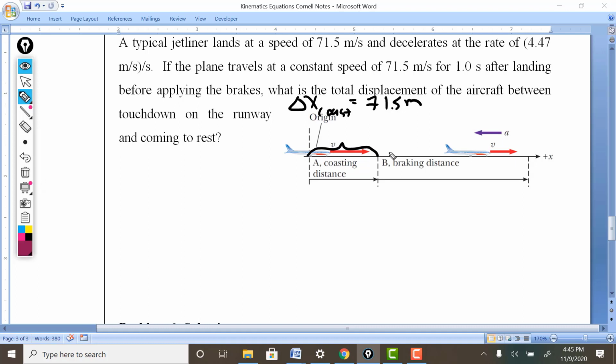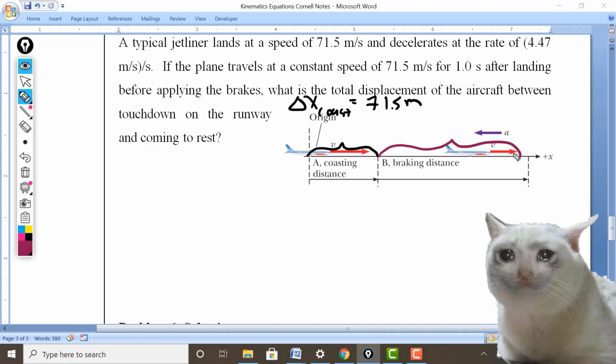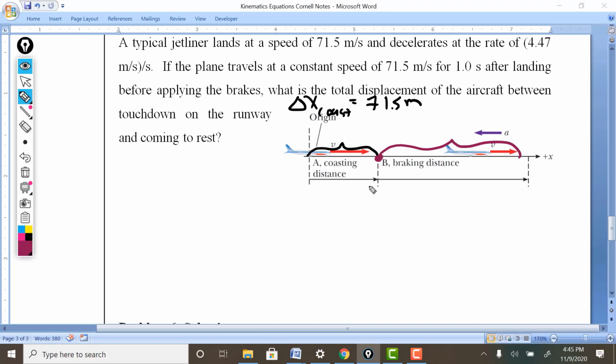What we must do now is find out how much distance it took once it started applying the brakes. So remember, at this point right here, the velocity was 71.5 because it was going 71.5 meters per second, and then it applied the brakes. It applies the brakes. We have the acceleration. This acceleration is opposite, so it's going to be negative 4.47 meters per second squared. We have acceleration. We're going to use a kinematic. We know the final velocity at this point, and we want the displacement.